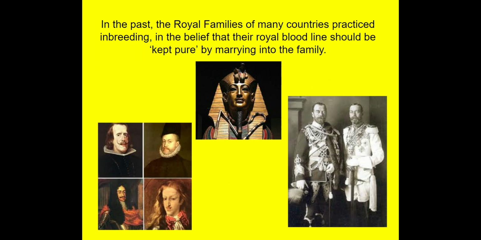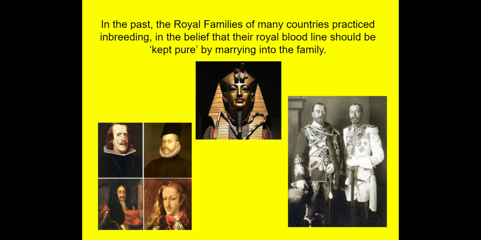Inbreeding is a word you may have heard before. A lot of times throughout history, royalty saw fit to inbreed. It says, in the past, royal families in many countries practiced inbreeding in the belief that their royal bloodline should be kept pure by marrying into the family. This means that cousins married each other, and in some situations, like in, I believe, Aztec and Egyptian histories, brothers and sisters would actually do that as well. There's a bunch of practices that we would consider odd, but the concept is the same: they wanted those genetics, whatever royal blood looks like, to continue on for the next generation.